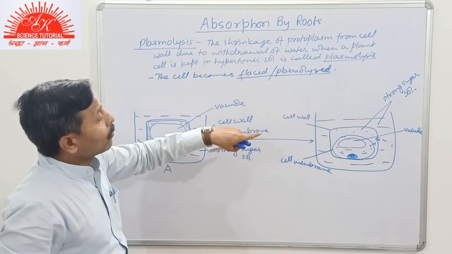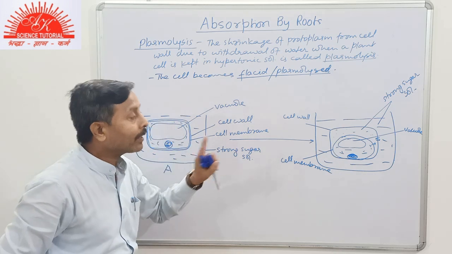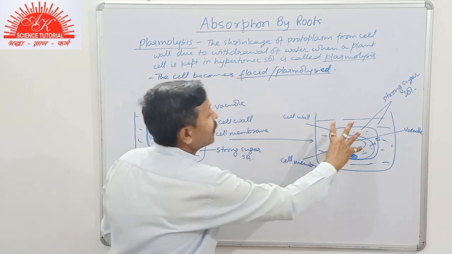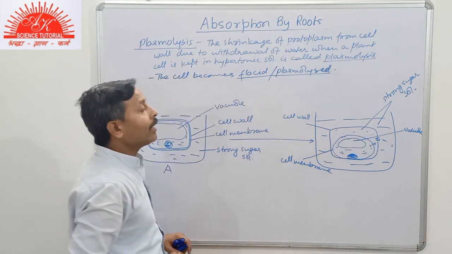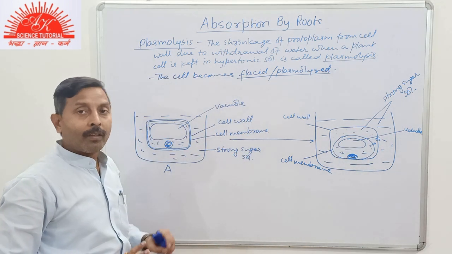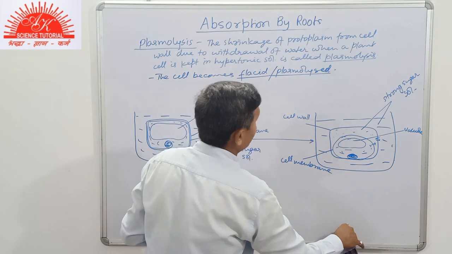The word plasmolyzed will be used only if the plant cell is kept in hypertonic solution and there is a shrinkage of protoplasm, leaving a space between cell wall and cell membrane. Clear, students? This type of diagram-based question is asked.